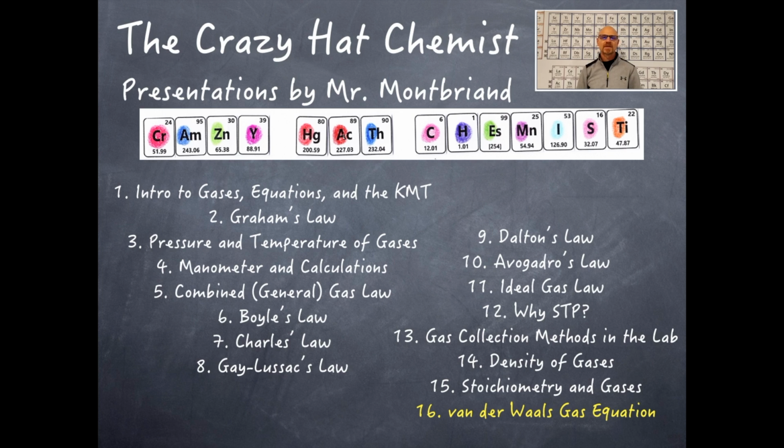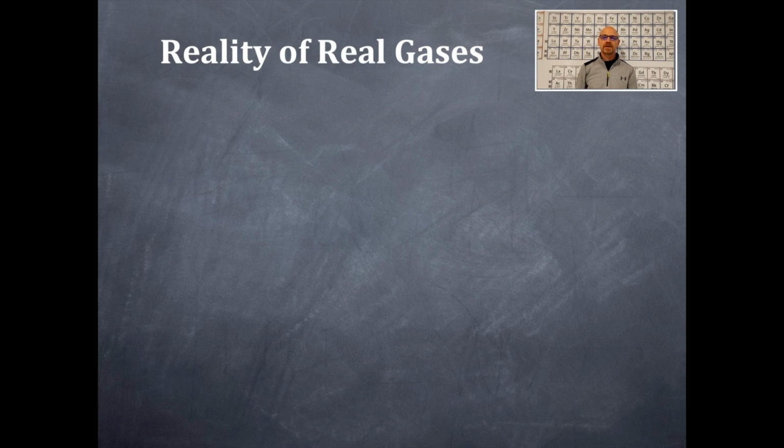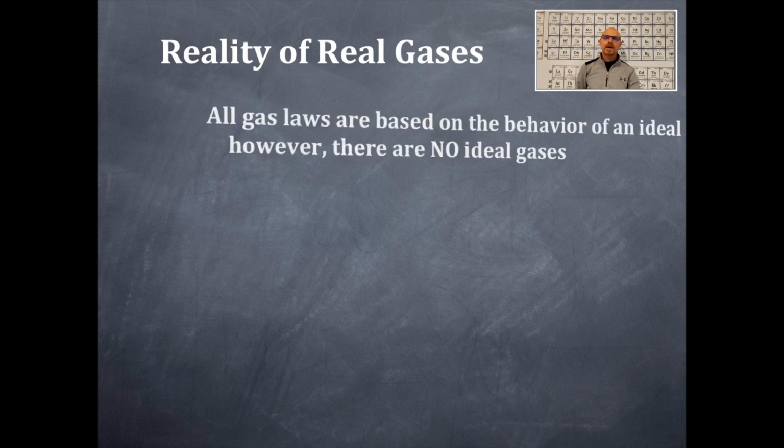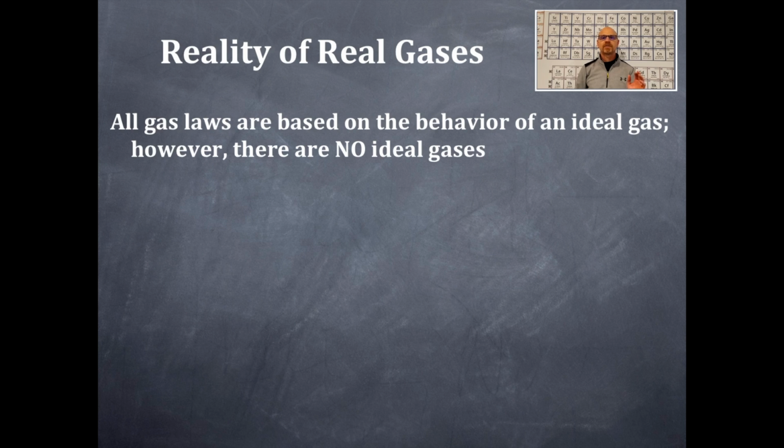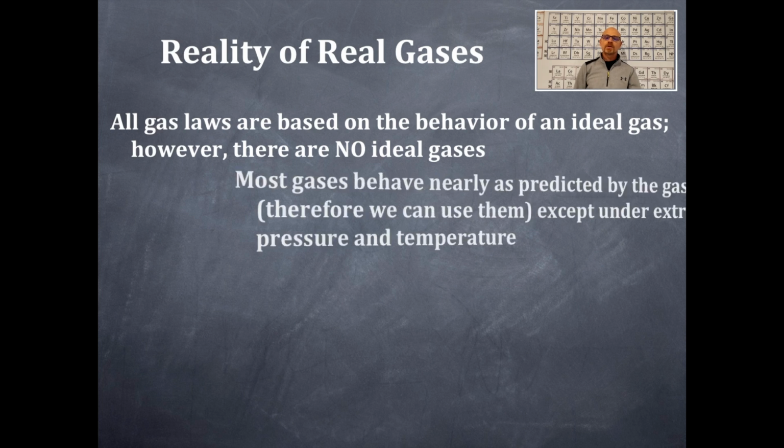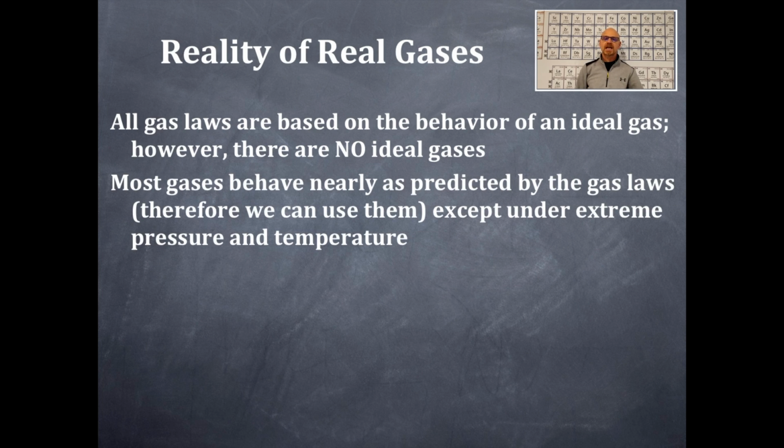So, the reality of real gases. If you remember back to the kinetic molecular theory at the very beginning of this unit on gases, all gas laws are based on the behavior of an ideal gas. However, there are no ideal gases. Most gases behave nearly as predicted by the gas laws, PV equals nRT. Therefore, we can use them, except under extreme conditions of pressure and temperature.